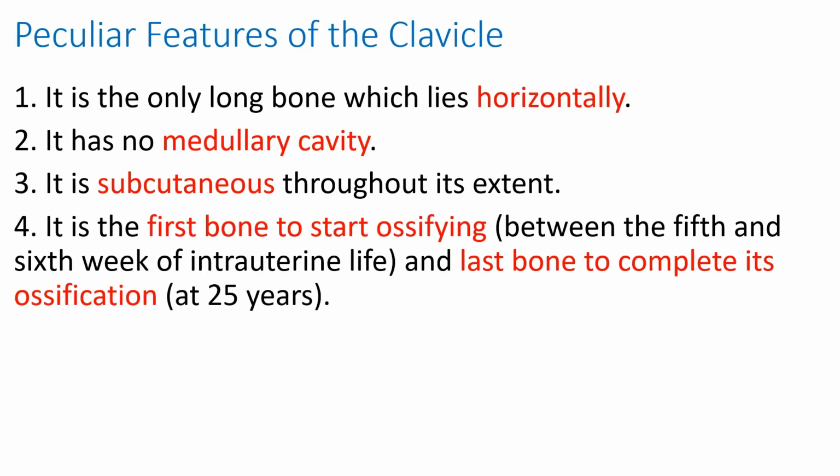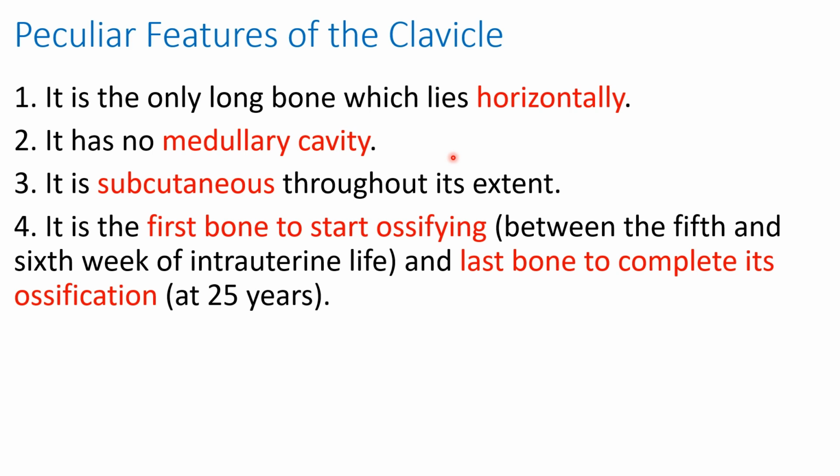Then we have some of the peculiar features of the clavicle. What are the features that make the clavicle unique? Number one, it is the only long bone which lies horizontally. This is in contrast with the other long bones like the humerus, the femur, the tibia, the fibula. Then it has no medullary cavity. It is subcutaneous throughout its extent, which means that it can be palpated superficially.